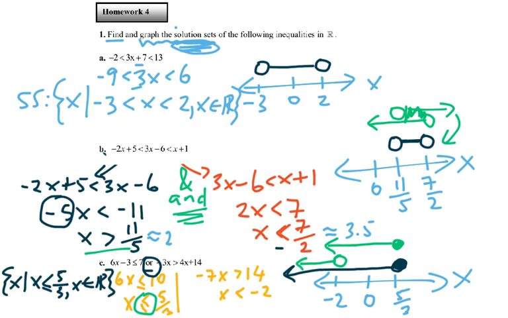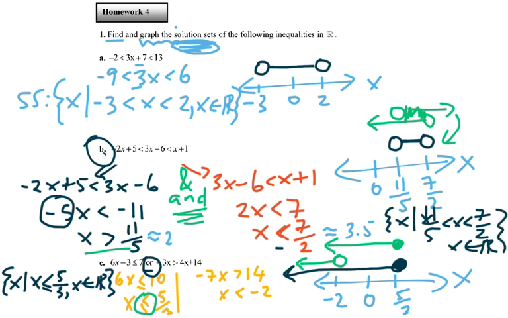Great. And we should also finish off part B. I forgot to write the solution set here. The solution set here is x such that x is between 11 over 5 and 7 over 2, because these are in between these values, and x is a real number. This should all be in one line. I've run out of space here.